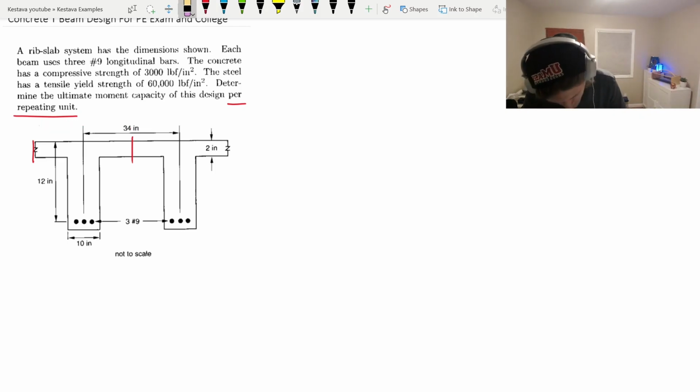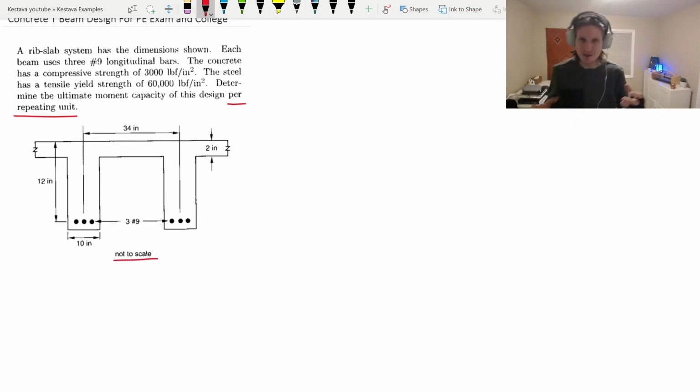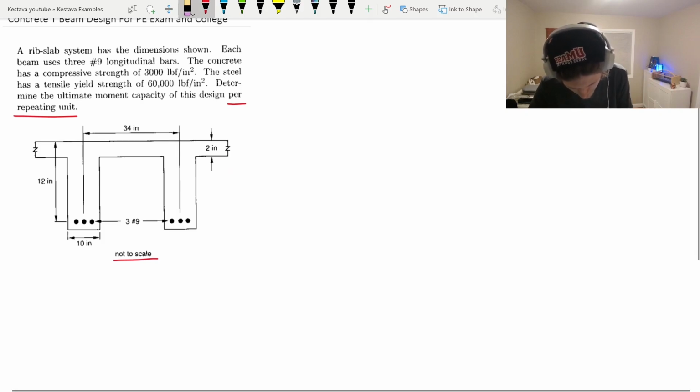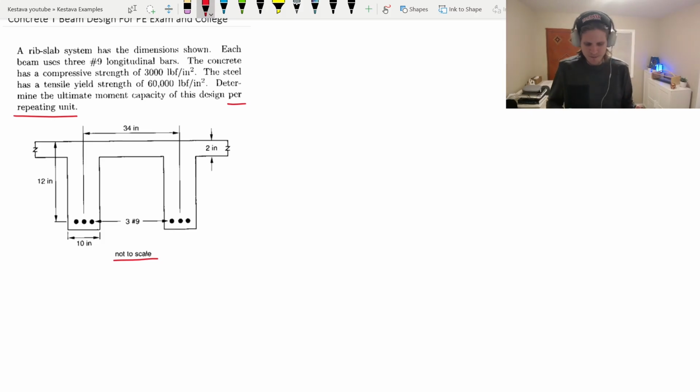But check this out. We have 34 inches between each web. Say not drawn to scale here, so just keep that in mind. And this slab is only 2 inches. So you might be thinking, well, is that entire 34-inch tributary width an effective part of our T-beam? Do we get to use all of that? Well, there's actually the ACI that's going to tell us whether we can or cannot. It has guidelines. So let's flip over to that.